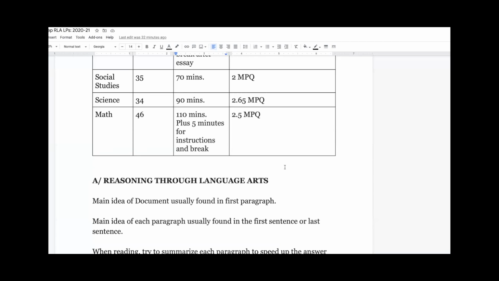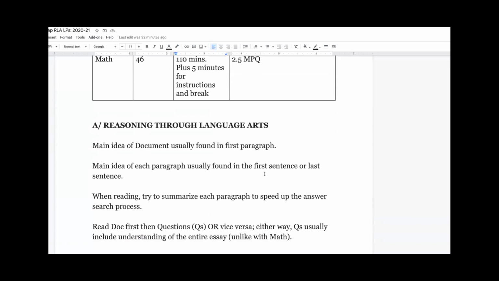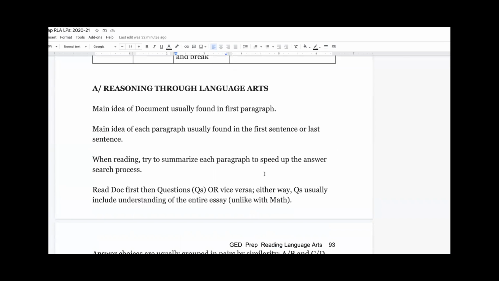Social studies and science, they don't require prior knowledge. They give you readings that are science related, and you answer the questions. But math, you've got to know the material. Language arts, you obviously have to know how to read, reason, and come to conclusions, answer questions, and of course, write. All right, I don't want to go over all these.